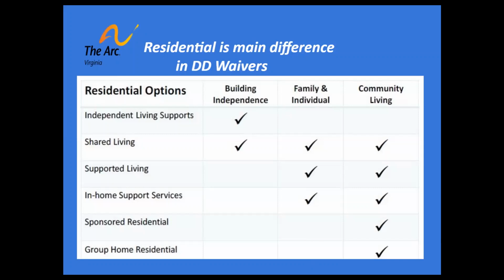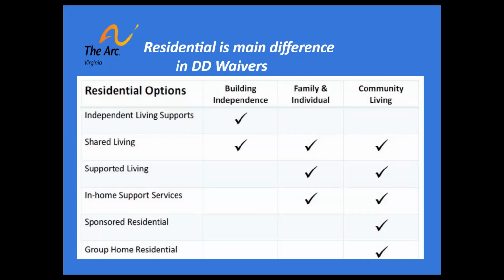In the chart, you see 6 residential services on the left-hand side. Independent living services is only for people who have the Building Independence Waiver and need fewer hours of training to live in their own place. It is not available in the Family and Individual or Community Living Waivers. Shared living is where a person lives with another person and receives some supports from the other person, and it is available in all 3 waivers.